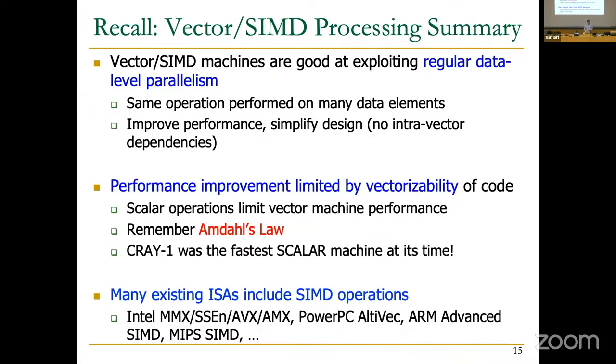This is very good at exploiting regular data parallelism. And performance improvement, unfortunately, is limited by the vectorizability of code. So I'm going to remind you of Amdahl's law again. And this is what we're going to cover next. Many existing ISAs include SIMD operations. They don't go the full way of actually having a full SIMD processor inside the von Neumann machine, but they have instructions that operate using the same principles, as we will see.